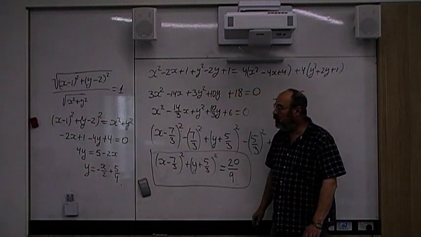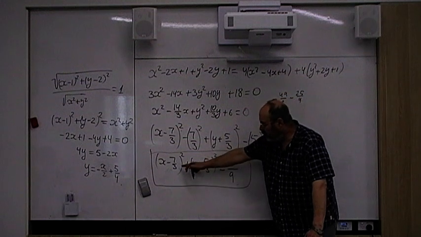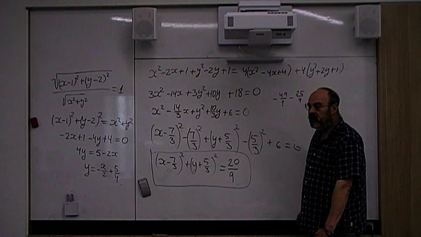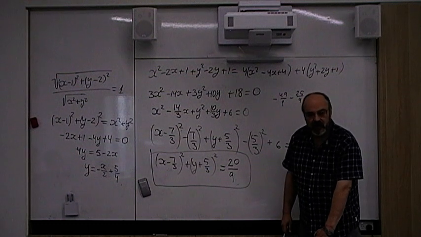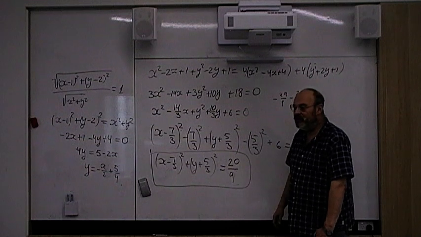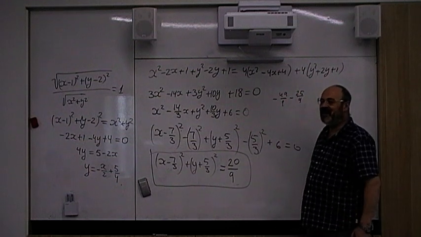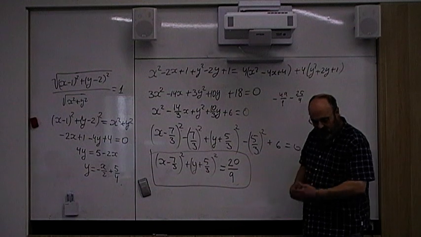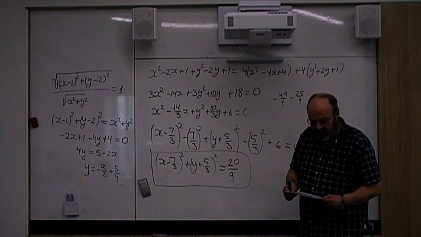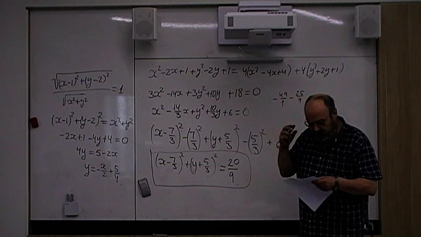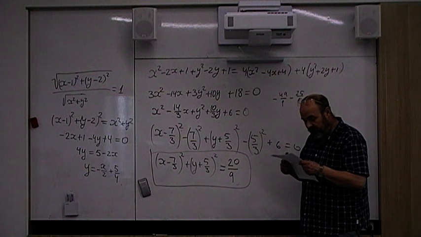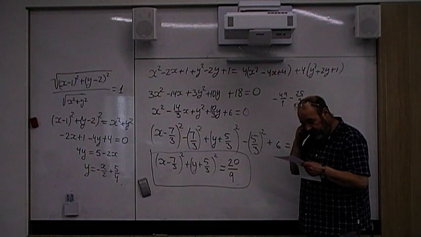And that is the equation of a circle with the center (7/3, minus 5/3), and the radius, what will be the radius? Root 20 on 9, which is 2 root 5 on 3. Yes, 2 root 5 on 3. So that's the main thing you need: an expression that gives a circle.